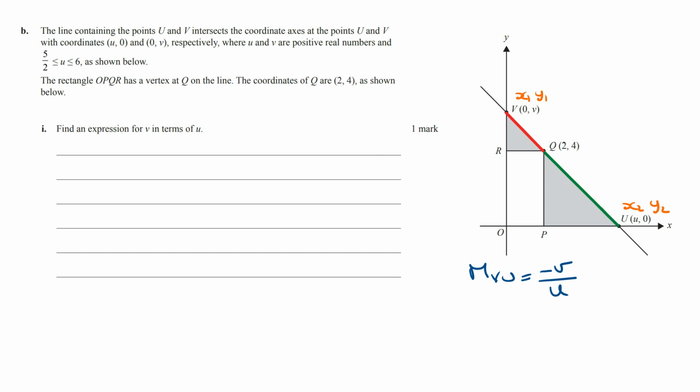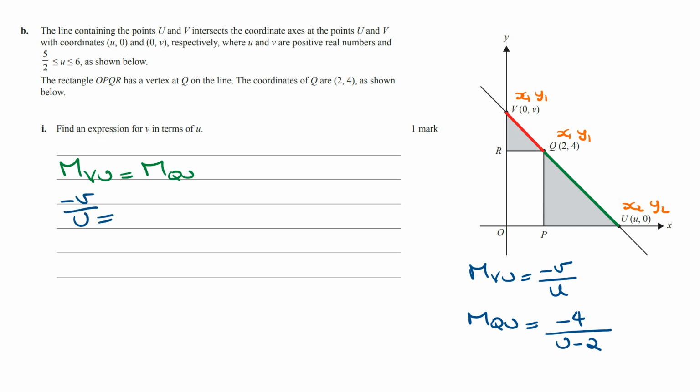And for the point Q, if we let this be x1, y1, then the gradient of the line segment QU is y2 minus y1, so this will be 0 minus 4, which is minus 4, over x2 minus x1, so this is u minus 2. And so from here we can say that the gradient of the line segment VU is going to equal the gradient of the line segment QU. And so this is minus v over u is equal to minus 4 over u minus 2.